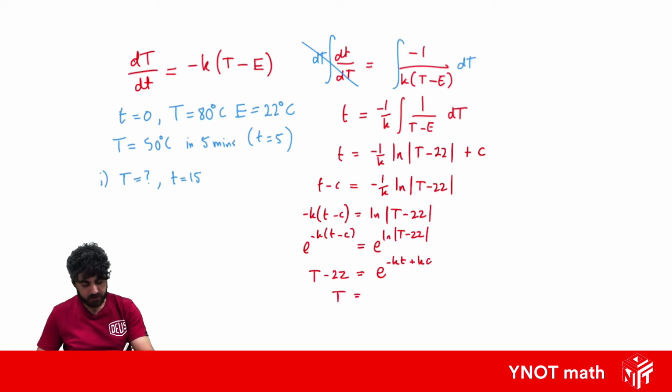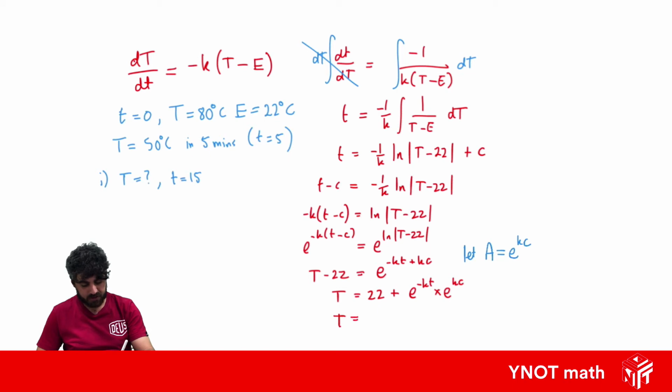Let's add the 22 to both sides. And I'm going to rewrite this as e to the minus kt times e to the kc, because this is just the reverse of our index laws. When we're multiplying with the same base, we add the powers together. And finally, because e to the kc is just a constant, we may as well let that equal another constant. So we'll let A equal e to the kc.